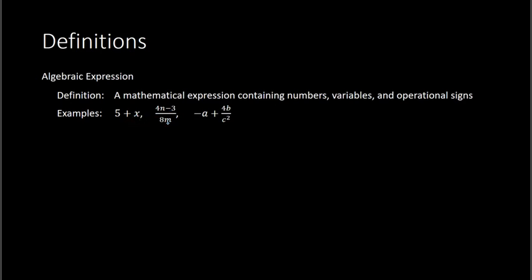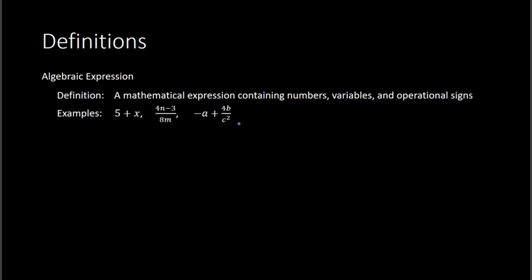Second example, we have 4n minus 3 over 8 times m. So we have numbers, we have two different variables, we have subtraction, we have division, multiplication. So this would also be an algebraic expression. And over here we have negative a plus 4b over c squared. This would also be an algebraic expression.